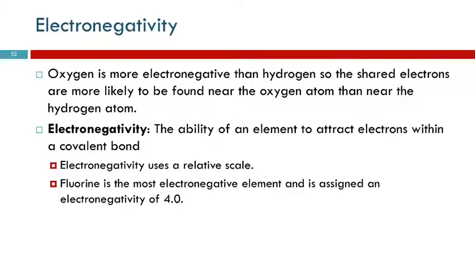The reason is that oxygen is more electronegative. Oxygen is more attractive to electrons. So it hogs the electrons that are being shared with hydrogen. So electronegativity can be defined as the ability of an element to attract electrons within a covalent bond. Electronegativity can be measured. It uses a relative scale. Fluorine is the most electronegative element. It was assigned an electronegativity of 4, which is kind of like a grade point average, it's 4.0. And then they just rank everything below that.